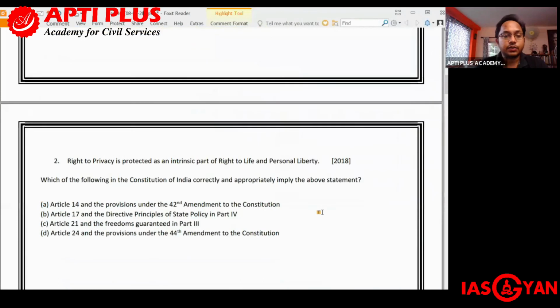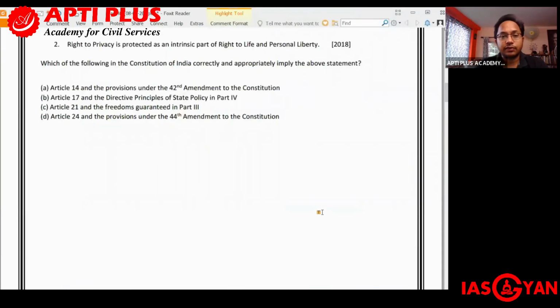Moving on to the next question, question number 2, again taken from UPSC Prelims 2018. The question is asking: the right to privacy is protected as an intrinsic part of the right to life and personal liberty. Which of the following in the Constitution of India correctly and appropriately imply the above statement?